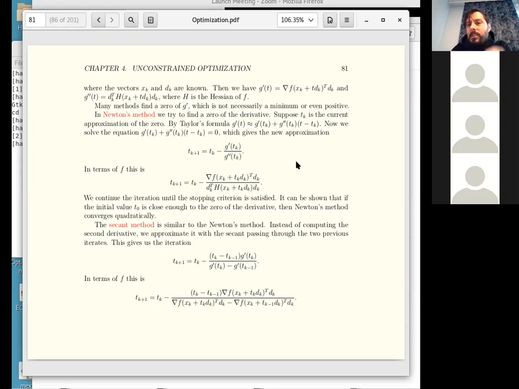So this is something that people learn in high school as well. So if we now rewrite this in terms of f, we have G is defined in terms of f. So we get the new point is the old point, and then there's the gradient, and then there's the Hessian, and it's multiplied with dk and dk transpose. So this can be continued until the stopping criterion is satisfied.